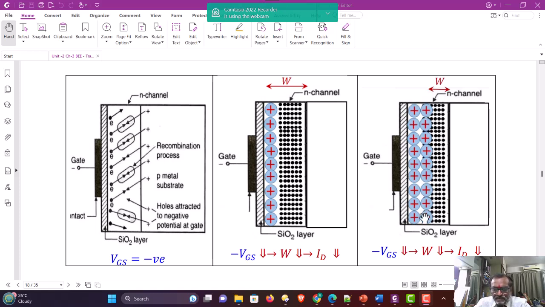The barrier is formed in the channel here due to immobile ions. This is the field effect that is created by the gate to source negative supply, which restricts the channel and therefore reduces the current. Since this is a depletion effect, the name of the device is depletion type MOSFET. Since the device is made up of metal oxide semiconductor, it is called a MOSFET.